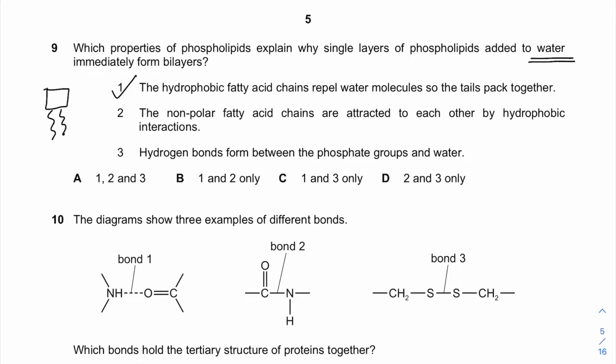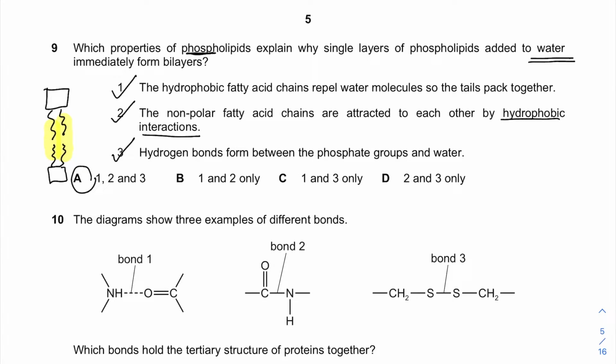That is correct. So if this is a second phospholipid, this is what it meant. The non-polar fatty acid chains will be attracted to each other through hydrophobic interactions. And the phosphate group from the phospholipid head is polar, so it will form hydrogen bonds with the water. So the answer is A.